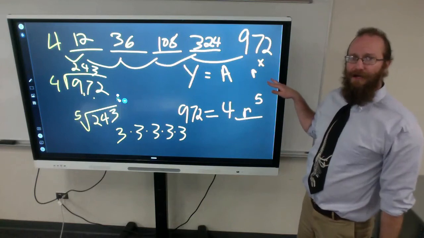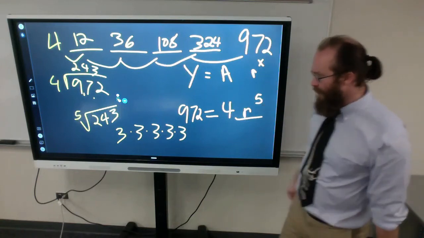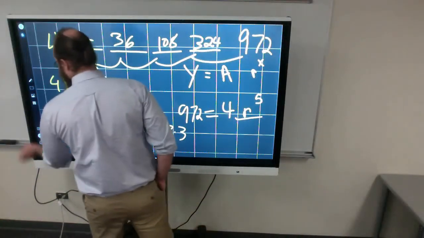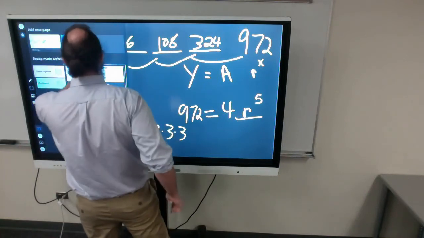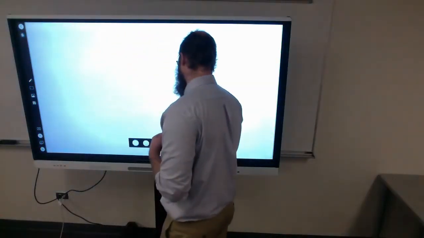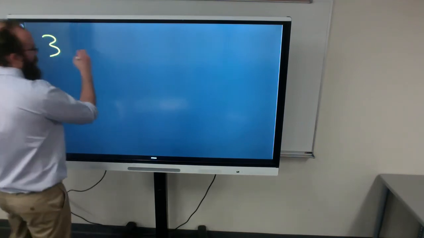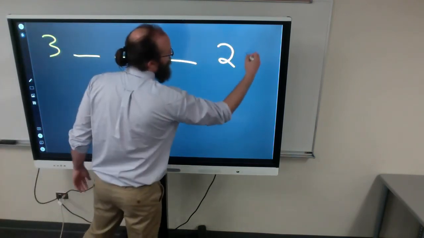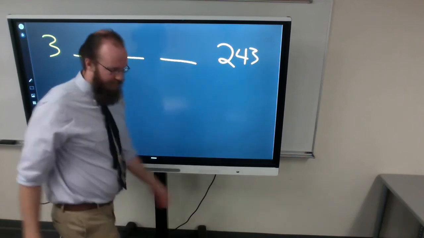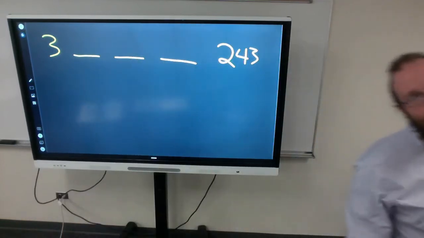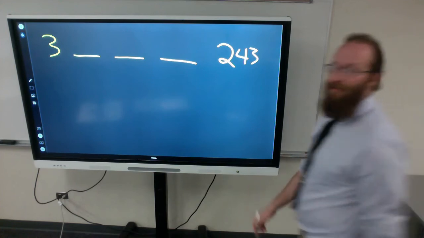So, once again, what we're going to do for a geometric sequence is we are going to plug values into our YAR equation. So, for instance, let's do one more problem together. All right, so let's say we have this geometric sequence right here. 3 blank blank blank 243.